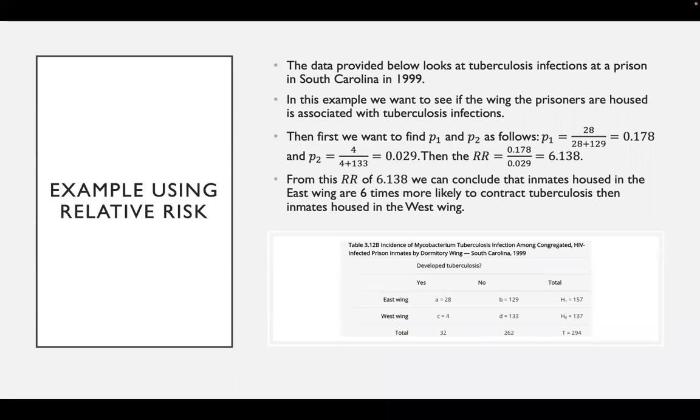So now we want to interpret, what does this relative risk of 6.138 mean? We can conclude from this relative risk of 6.138 that the inmates housed in the east wing are 6 times more likely to contract tuberculosis than the inmates housed in the west wing. That is obviously indicated by the number of people in the east wing that have tuberculosis being 28, and the number in the west wing is very small at 4.